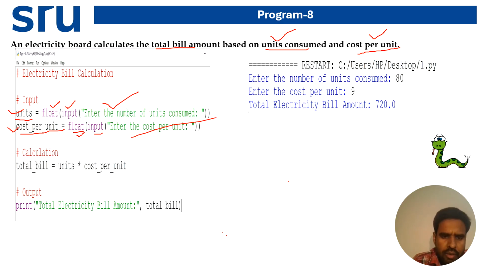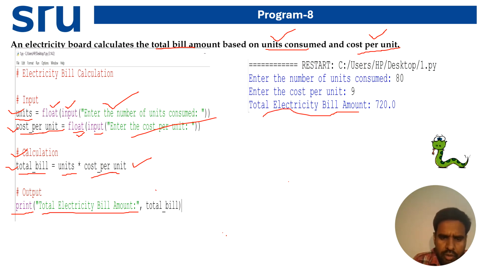Now I'm going to calculate. Total_bill equals units into cost per unit, meaning we multiply units by the cost per unit, and it will give the total bill. Now I want output, so I take the print function to display the output. I'm giving the message, which will display in the output box: total bill amount.